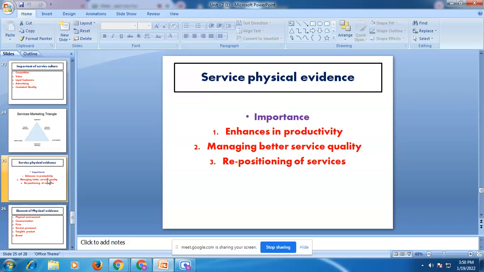In that, appropriate physical evidence also helps to manage the service quality. For example, efficient housekeeping and cooperative staff maintain excellent facilities for customers. These are some importances.